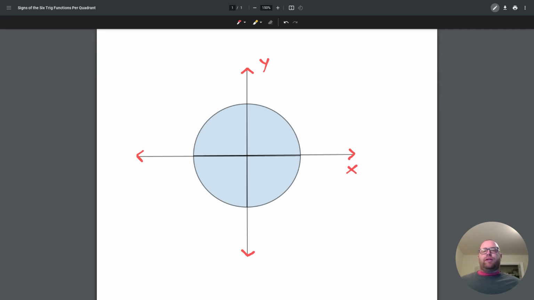In this video, I'm going to talk about the signs of the 6 trig functions per quadrant, and I'm going to use the unit circle to explain why each one is the way it is.